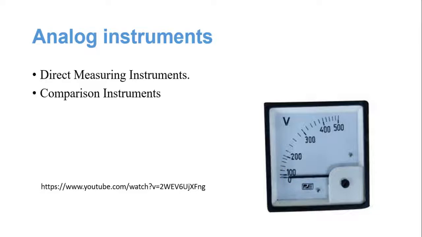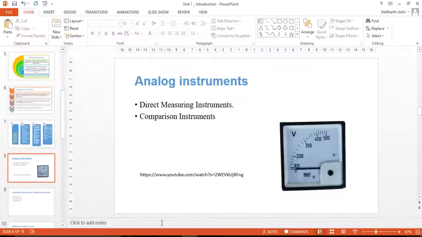The second is the comparison instrument. The measuring quantity is compared with the standard instrument, which is known as the comparison instrument. It also needs calibration. The comparison instruments are the instruments which have to be compared with the direct measuring instrument. In engineering discipline, usually the direct measuring instruments are used. So let's have a quick look at one of the videos where these instruments have been used.